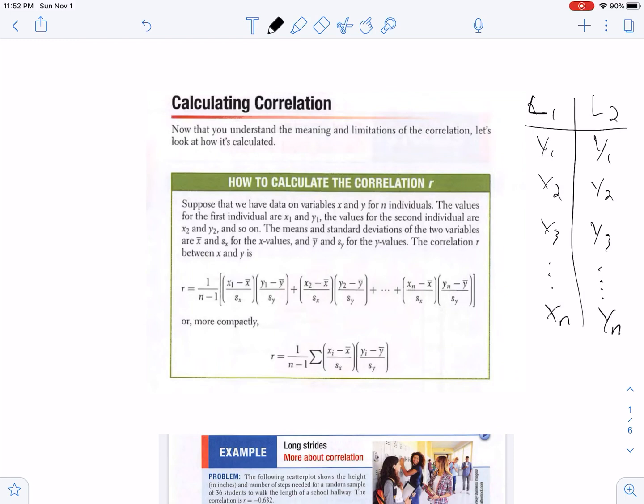We can make a scatter plot of this using our calculator, and we can calculate correlation using our calculator. But here's how you would do it by hand. If I average all the x's, I get x bar. I average all the y's, I get y bar. And I also calculate the standard deviations, sx and sy.